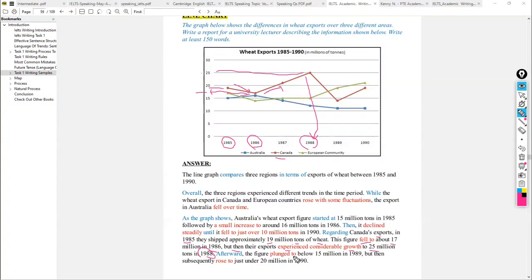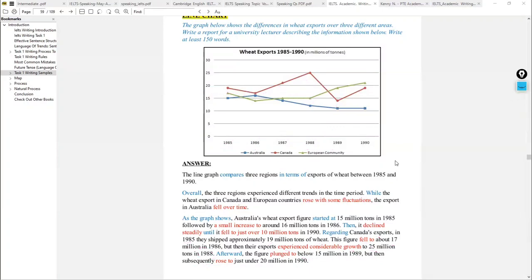Afterward, the figure plunged to about or below 15 million in 1989. This is 15 million approximately. If I want to say 14 million, it is okay or correct. But then it subsequently rose, rising up to just under 20 million in 1990, not exactly 20, but under 20 million.